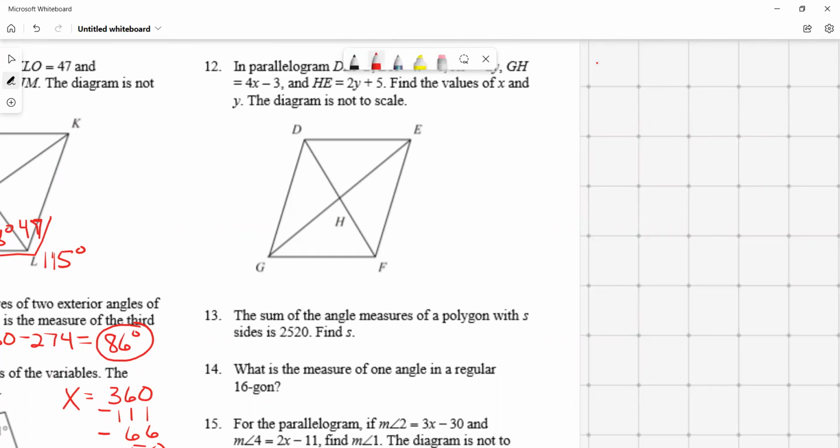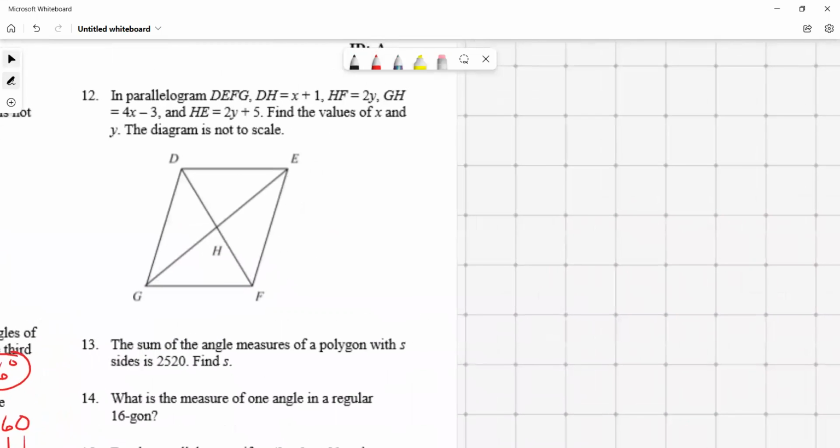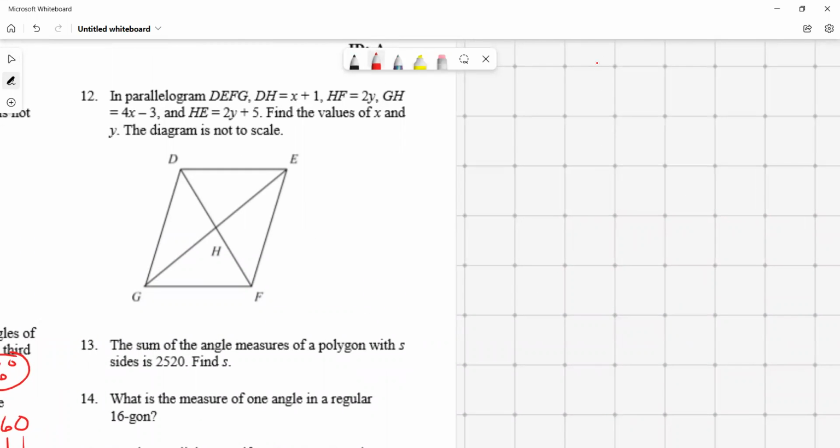All right, number 12 is fairly complicated. DH is x plus 1. HF is 2y. G to H is 4x minus 3. H to E is 2y plus 5. All right, this piece is equal to this piece, and this piece, G to H, is equal to H to E. The problem is they're all in two different variables.